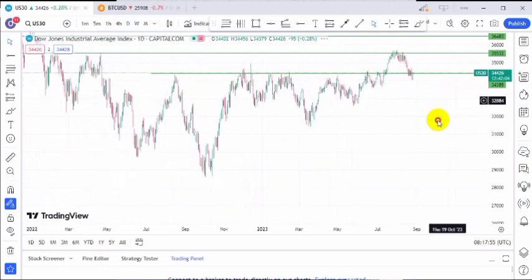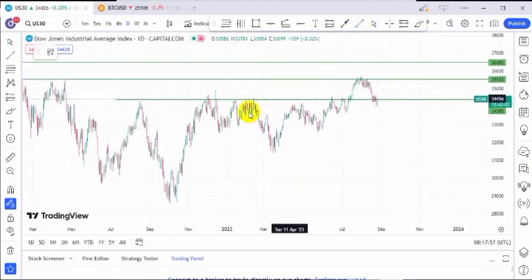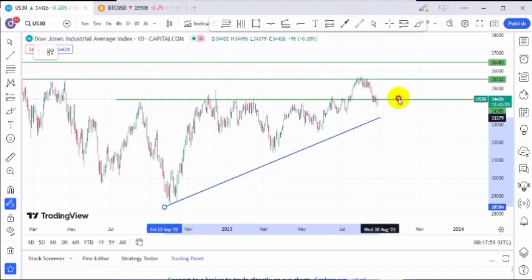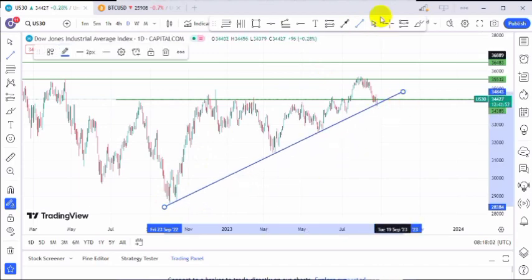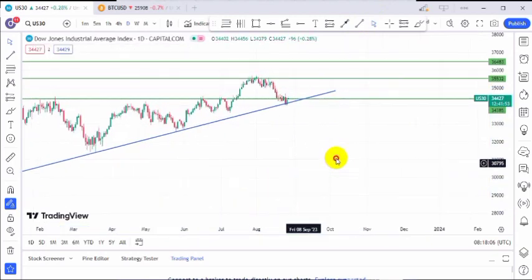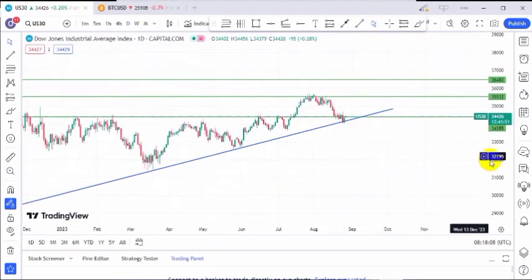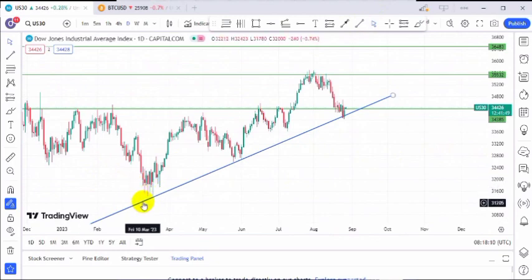Since I understand the market is in a buy trend, I want to draw my trend line to see how the market is doing. Once I'm able to draw my trend line, all right, the market tested it around this region.